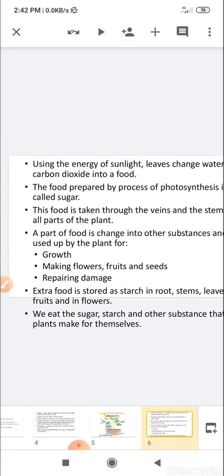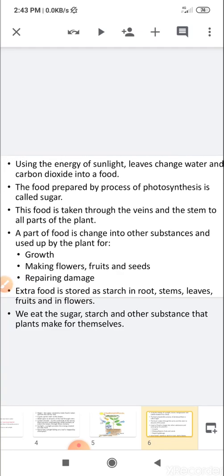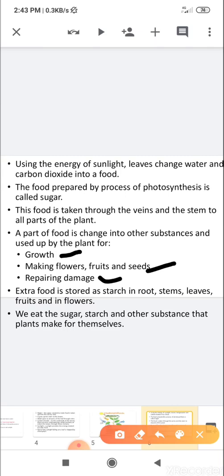A part of the food is changed into other substances. Like when we eat food, that food is changed into different nutrients like carbohydrates, protein, fat. In the same way, part of the food is changed into other substances and used by the plants. Like we use food for energy, for body building, for protection of the body from disease, plants also use the food for growth, for making flowers, fruits and seeds, and repairing damage.